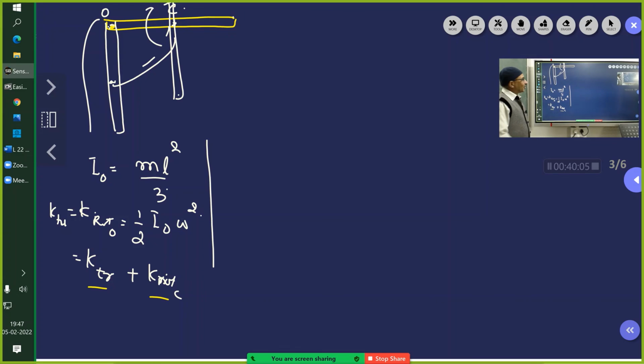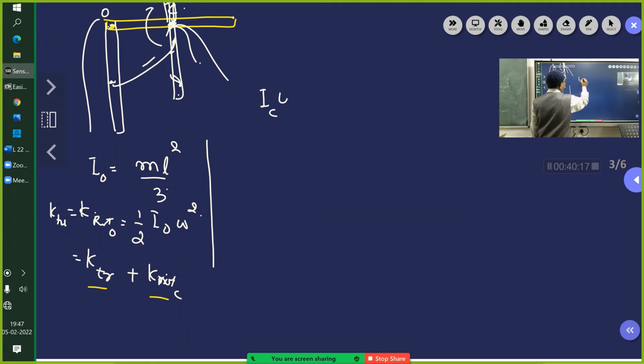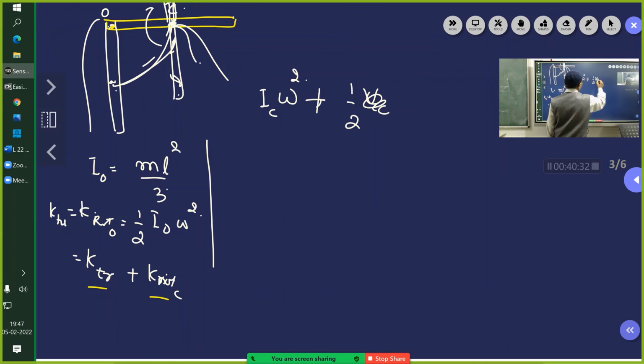Assume that it is rotated about the center of mass only. Then the rotational kinetic energy is half I_C omega square. Omega will not change. Then you consider its translatory motion. At some point its velocity is v, then it becomes half m v_c square, where v_c is the velocity of the center of mass. That is how we separate it out.